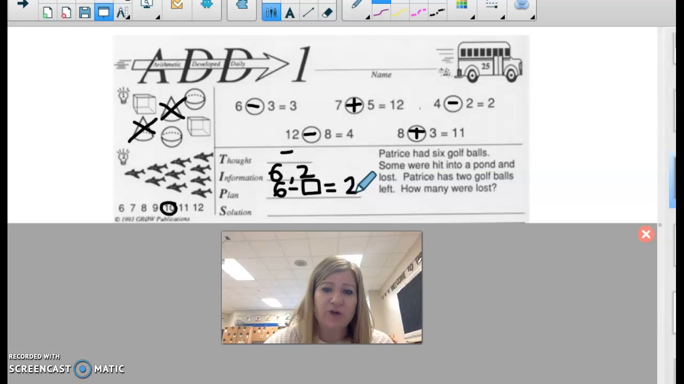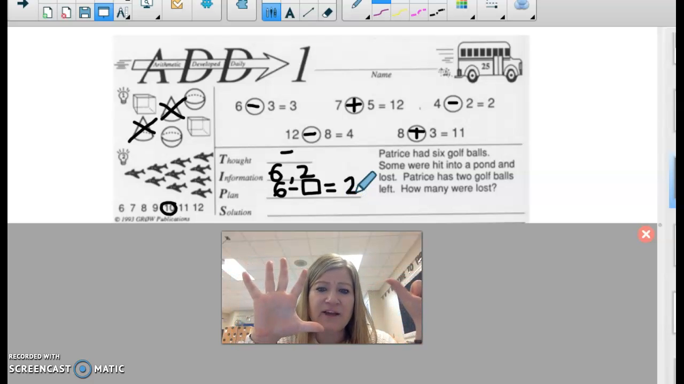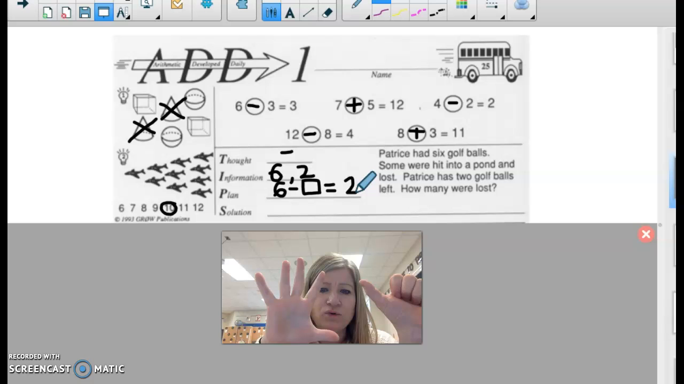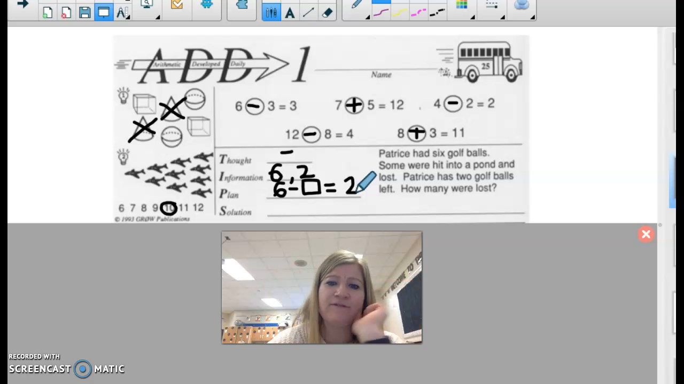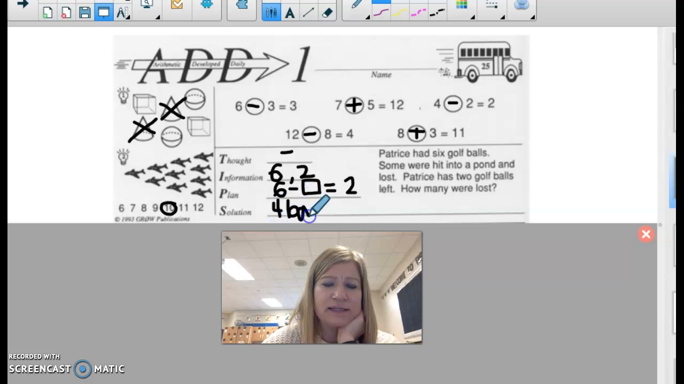So let's figure that out. If you have 6 and then you take away 2, 1, 2. That tells you how many. Or you could go like this. 6, take away how many equals 2. I took away 1, 2, 3, 4, and then there were 2 left. So how many were lost? 4 balls were lost.